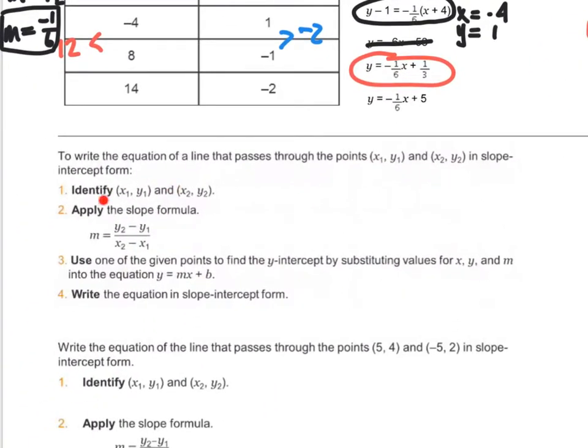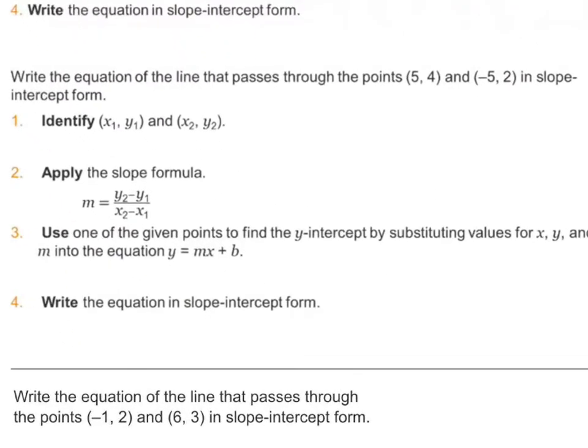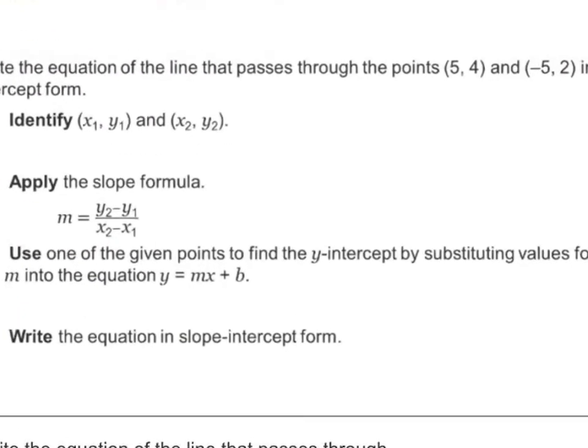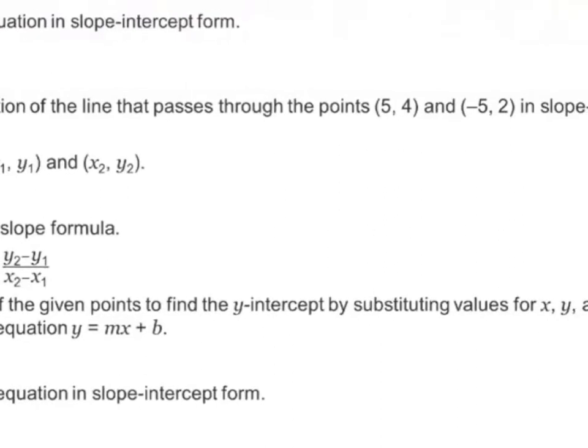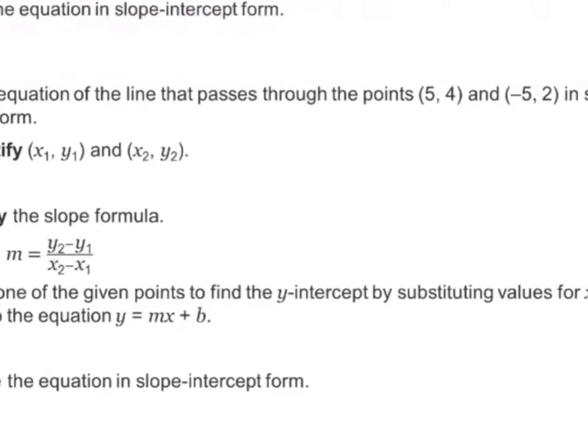So identify your points, use your slope formula, and then it says use one of the given points and the slope to find the y-intercept. And so we're going to use the slope-intercept form equation to help us with that. So let's go ahead and do it for this problem here. I'm going to use these points, 5, 4, and negative 5, 2. I'm going to call this x1, y1, x2, and y2.